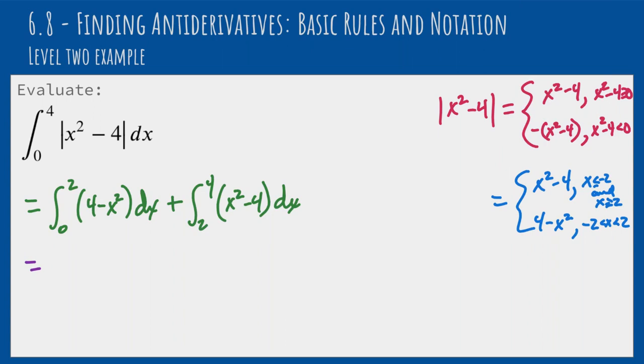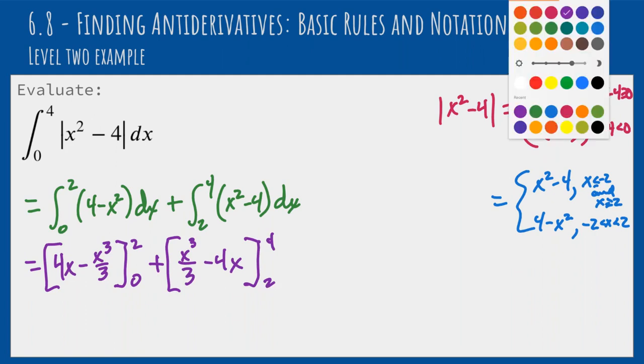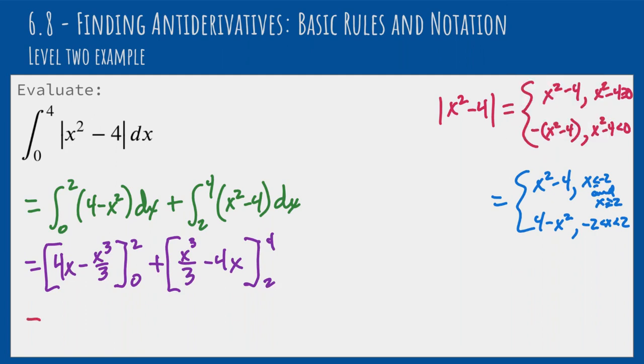So the antiderivative of 4 minus x squared is going to be 4x minus x cubed over 3, and we're evaluating that from 0 to 2. And then the antiderivative here is x cubed over 3 minus 4x, and that is being evaluated from 2 to 4. So now plugging in our limits, we're going to have 4 times 2 minus 2 cubed over 3, minus, plugging 0 in there is just going to be 0.